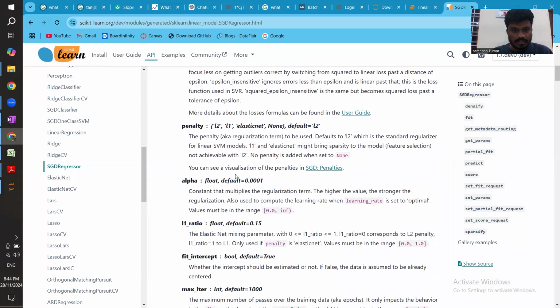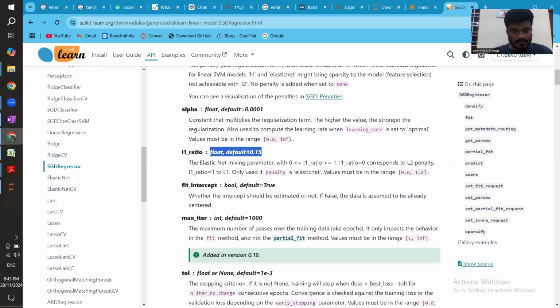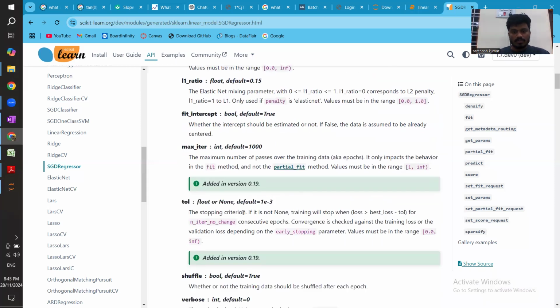What is L1, L2, and the float value? This is also related to that. Then there is the intercept value. How many times you need to iterate? That is the maximum number of passes over the training data, also called epochs. How many times do you want the whole data to be passed? By default it will be 1,000, which is more than enough, but you can check the loss and stop wherever it is not moving.